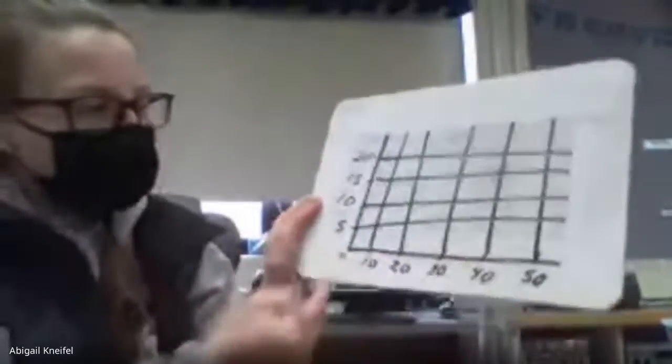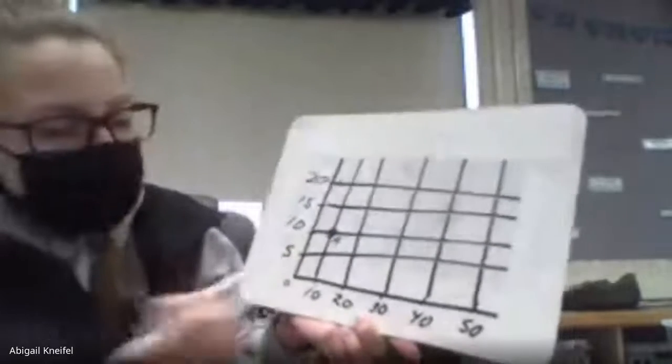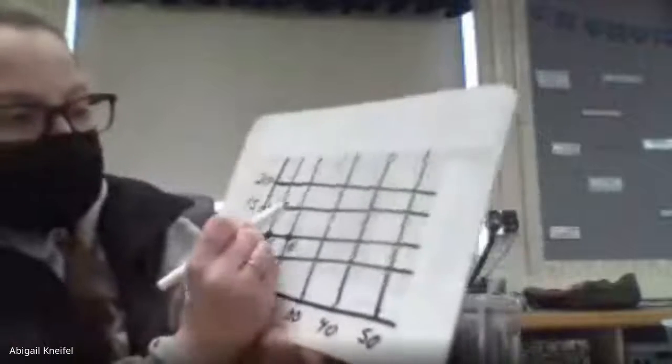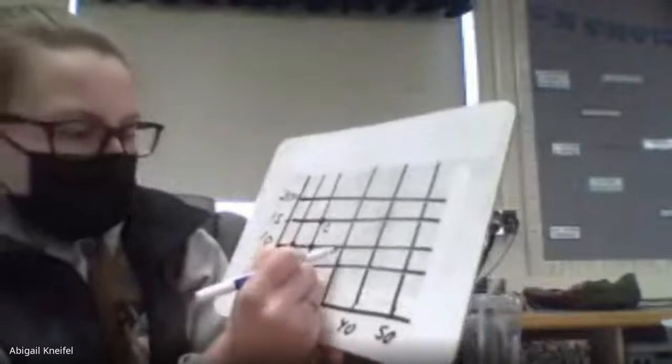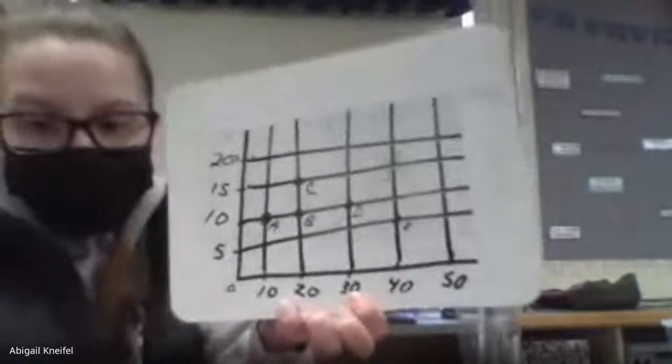Evan, do you see how I don't have hanging things everywhere? You see how neat that is? All right. So like I said, I would have done 10s on the X, 5s on the Y. And let's plot. A was 10, 10. Over 10, up 10 was A. B was over 20, up 10. C was over 20, up 15. D was over 30, up 10. And lastly, E was over 40, up 5. So that is how I would have done this.